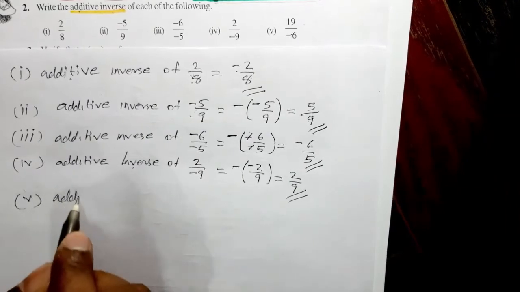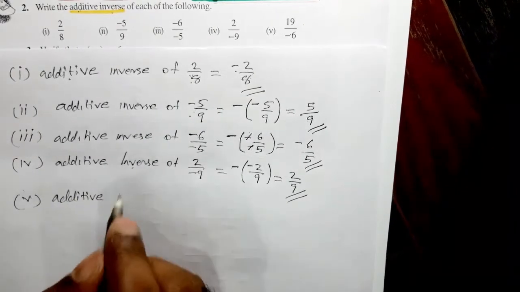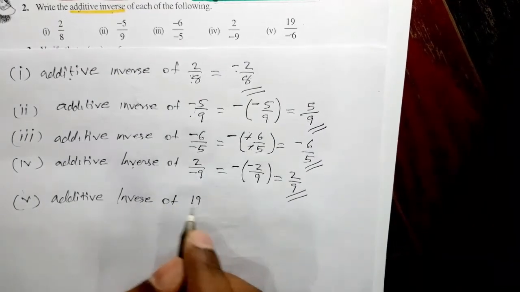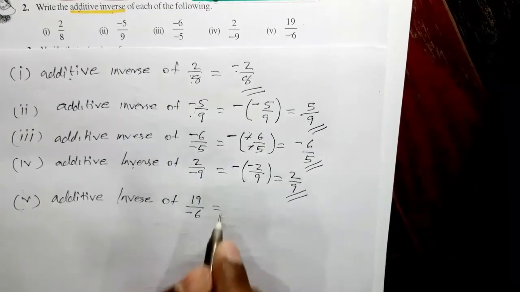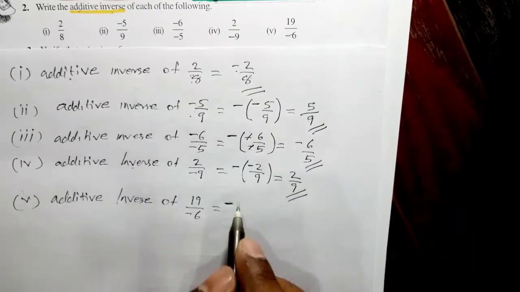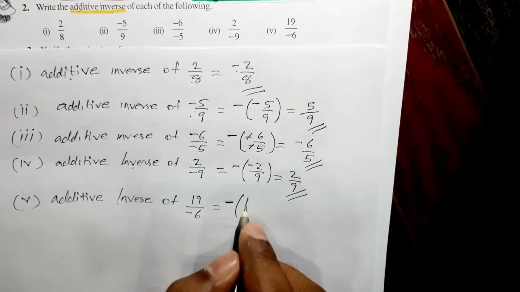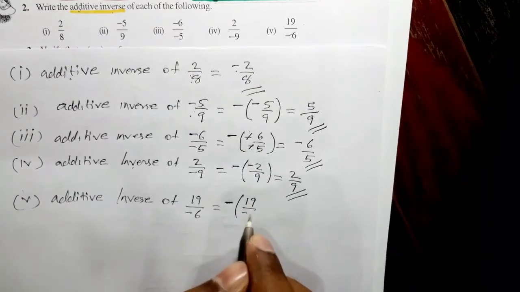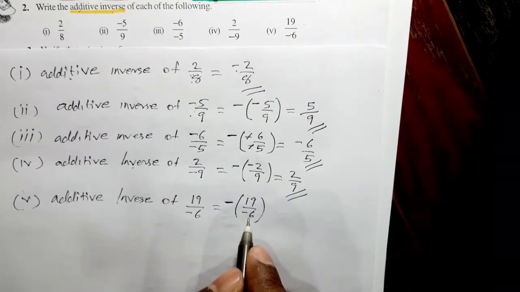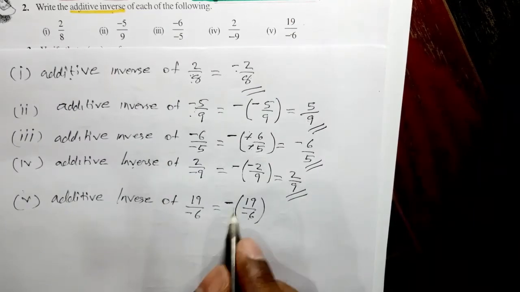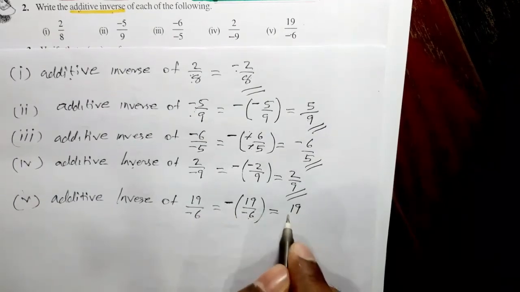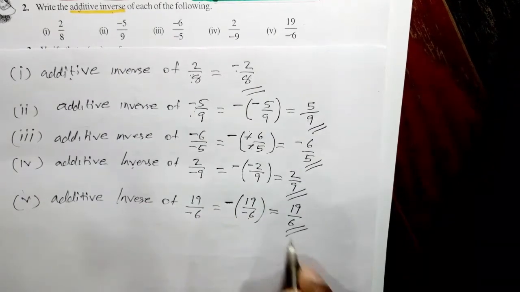So we can write the additive inverse of 19 by minus 6, which is equal to, as we know, additive inverse is found by giving a negative. What is inside? 19 by minus 6. As I told you, the denominator has a negative symbol that can be given on the top, and this negative together comes, it will be positive. So the answer will be 19 by 6.